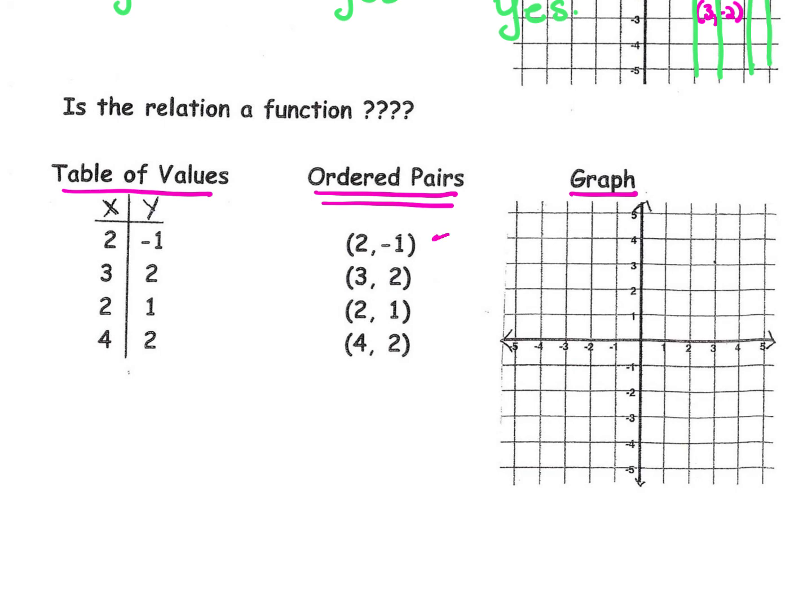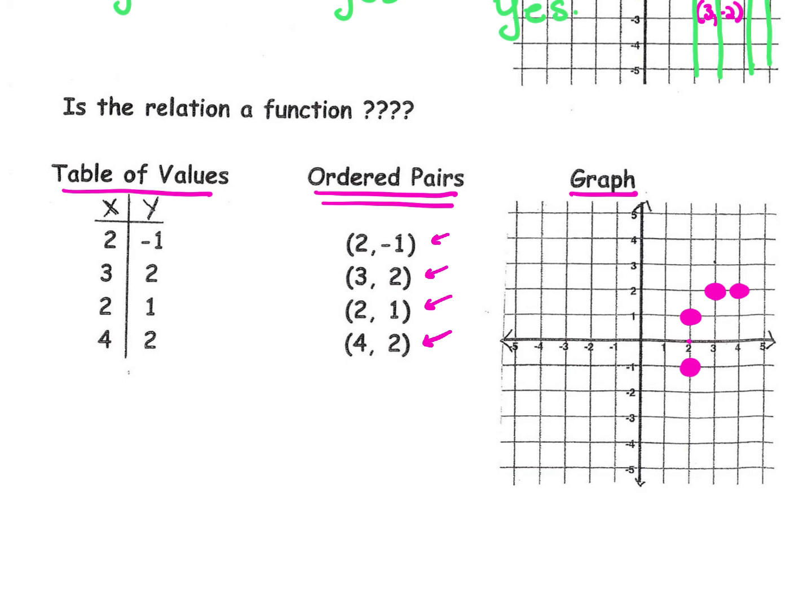Let's graph our first ordered pair, 2, -1, go over 2, down -1. Then our second point, over 3, up 2. Our third, over 2, up 1. And our last point in the relation, over 4, up 2. Now, let's determine if this relation is a function. Let's start with the table of values.